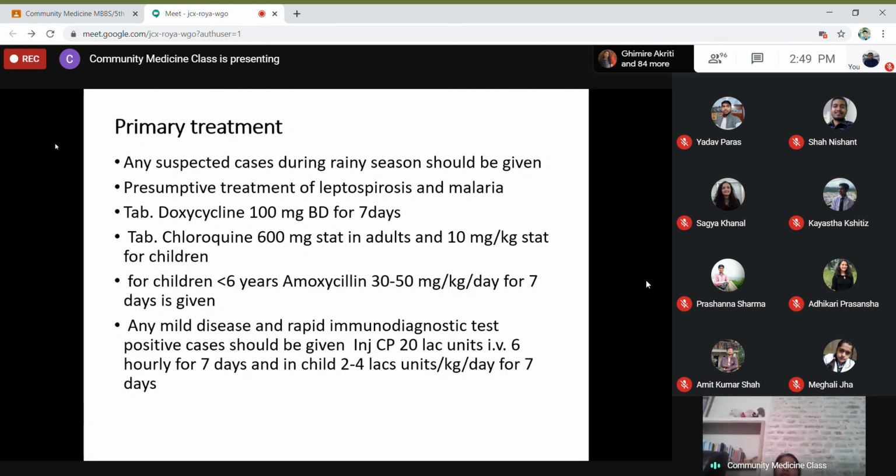For children, the doses are different, so you would give based on the body weight. Now for children who are less than 6 years of age, in whom we do not want to give doxycycline, you can give amoxicillin. Any mild disease or rapid immunodiagnostic test positive cases should be given injection crystalline penicillin. So you start giving them IV 6 hourly injection crystalline penicillin. If your test is positive, then you can start with penicillin.